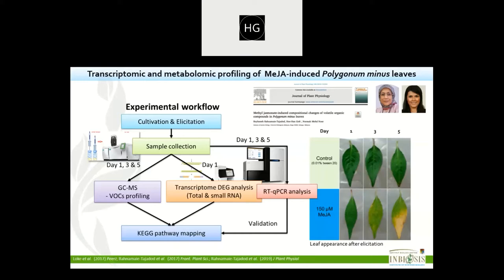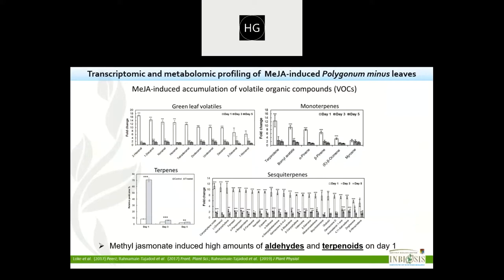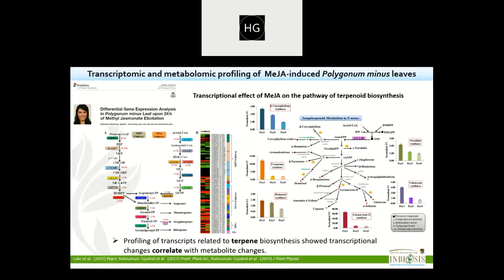as the metabolites. As we can see, during the induction or elicitation with methyl jasmonate, on the first day you can see great changes in the volatile compounds, like the green leaf volatiles and monoterpenes, which all highly increased on the first day, but the changes rapidly decreased later on day 3 and day 5. You can see in the terpenes as well, they are highly induced by the elicitor. We proceeded further to look at the transcriptional changes, and we noticed that the induction of the transcripts is highly correlated with the changes in the metabolites, especially in terpene biosynthesis.